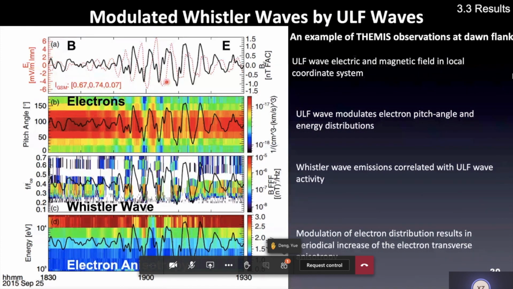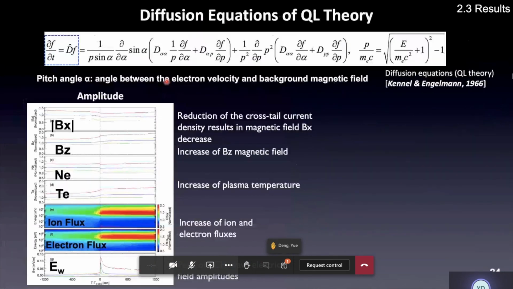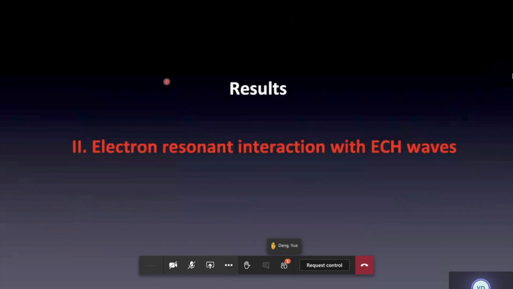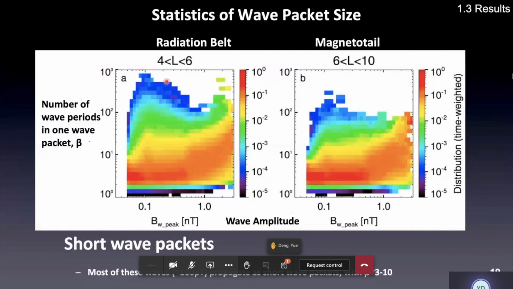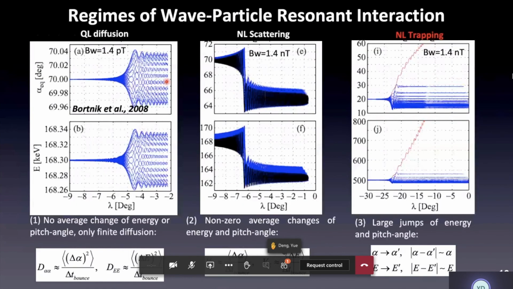Let me see if there are any other raised hands. Yes, Yue. Oh, hi. And nice talk. Thank you. I just have a quick question. You mentioned that the nonlinear wave-particle interaction is important. And so if we want to include that nonlinear process, do you need to make any change in your diffusion equation or not?